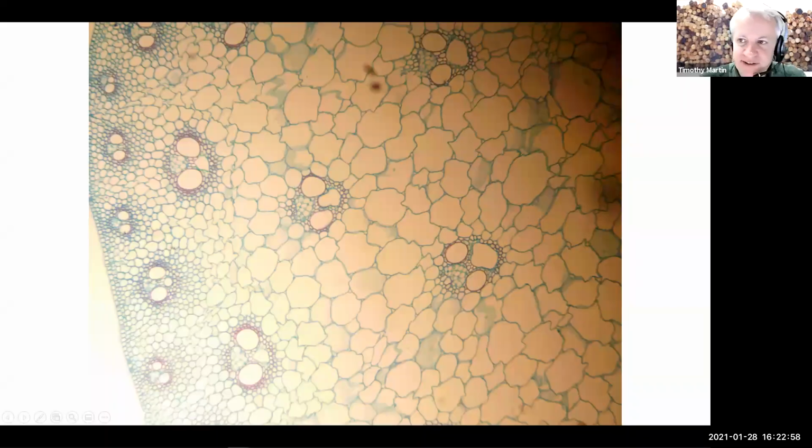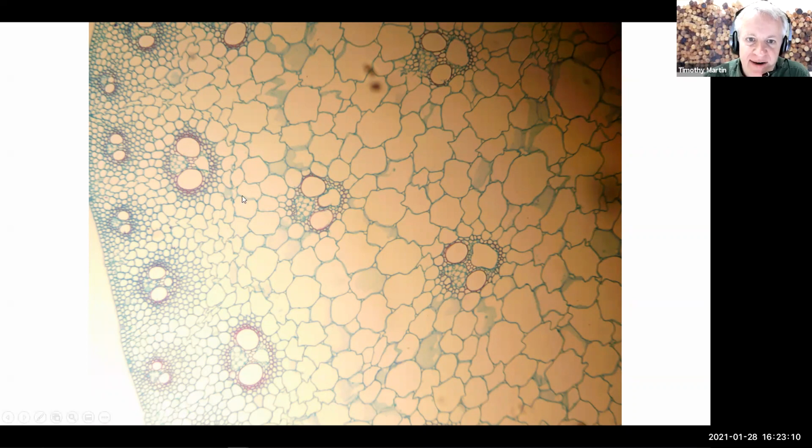So first, I'm going to show you some microscope slides of several different types of xylem at different magnifications. The first one we're going to look at is corn. Corn is a monocot, right? So this is a 100x magnification of corn. This is a prepared microscope slide from a biological supply company.